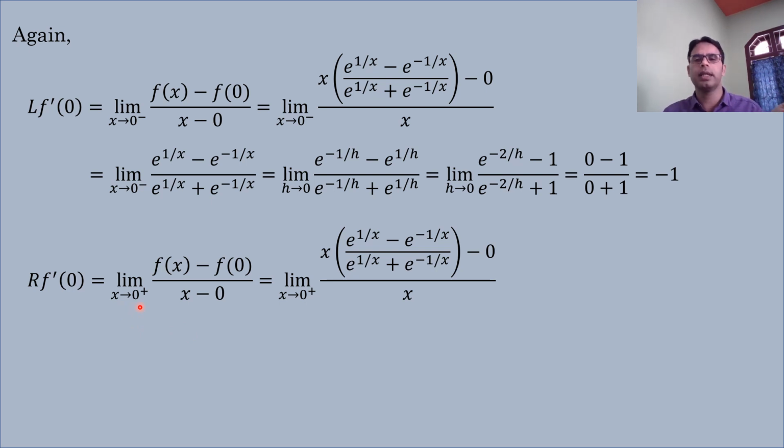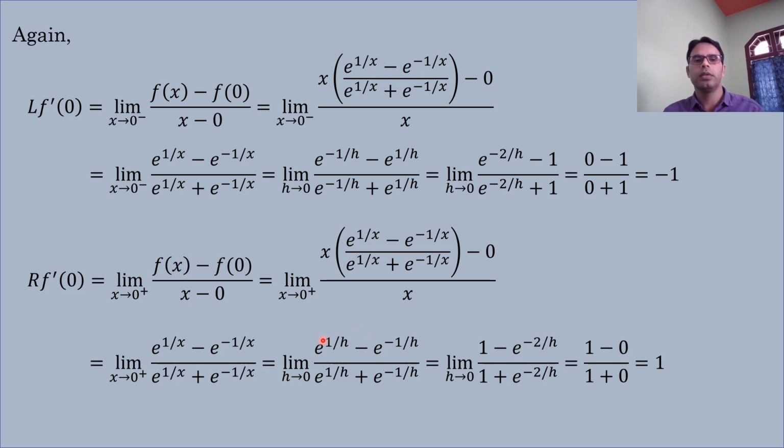Then the right hand derivative, the definition is similar, 0 plus, meaning x greater than 0, x not equal to 0, so f(x) is this line again. f(0) is obviously 0, given in the question, x minus 0 is x, then again x is cancelled, this is remaining now.